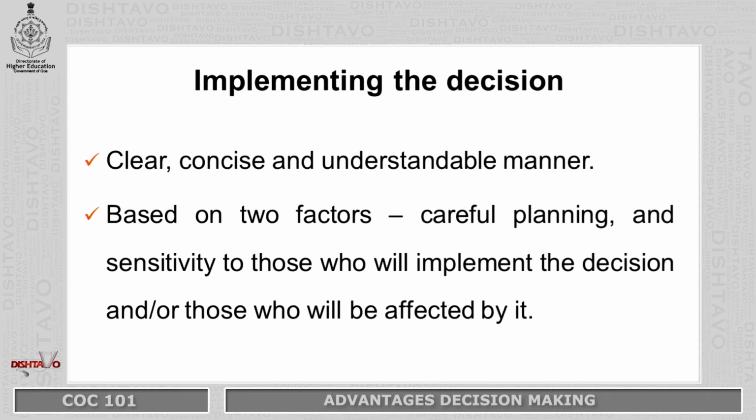And second one is sensitivity to those who will implement the decision. Now who comes under this? Managers. They are the ones who are implementing the decision. So the decision should be sensitive to the managers and those who will be affected by it. Who are affected by it? They are the workers. So it should be sensitive to both managers as well as workers.